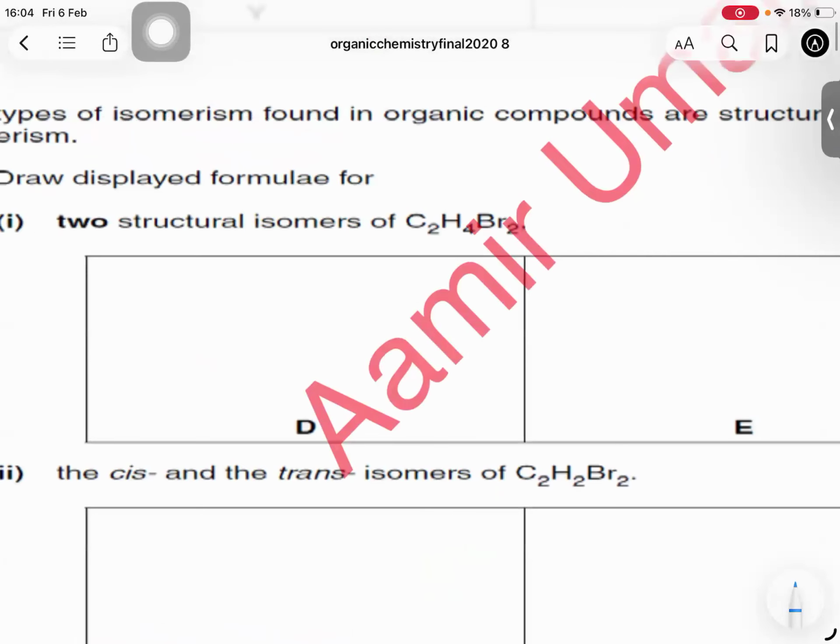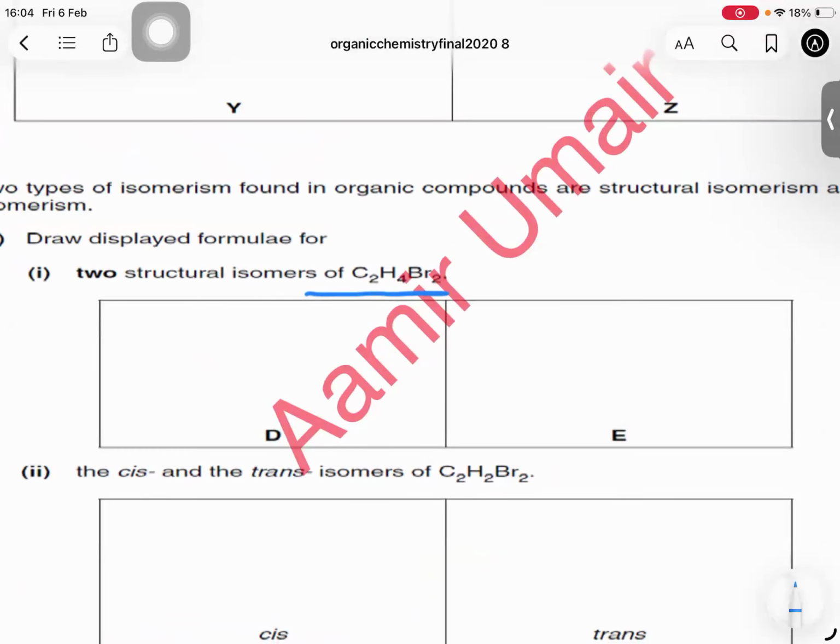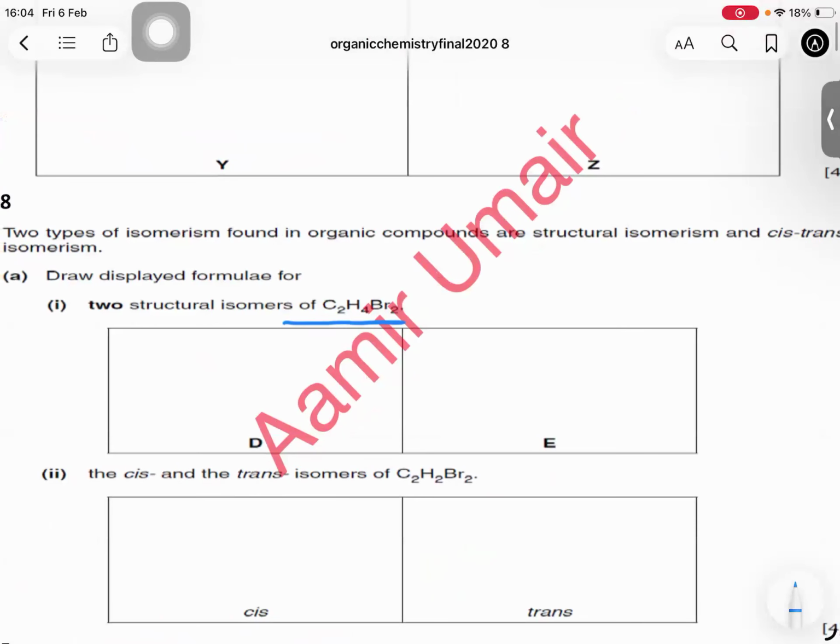Here it is, two structural isomers for C2H4Br2. C2H4Br2. There's a double bond. I can give you a hint, there is a double bond. Yes. Double bond.